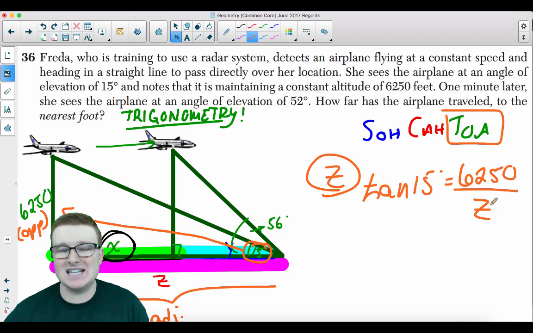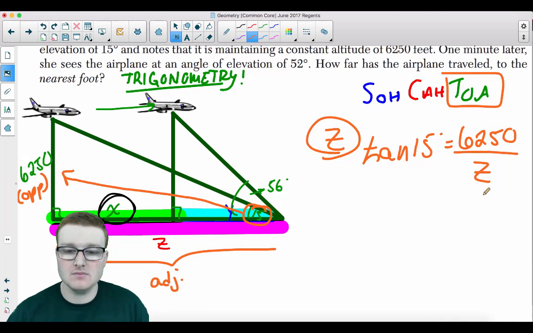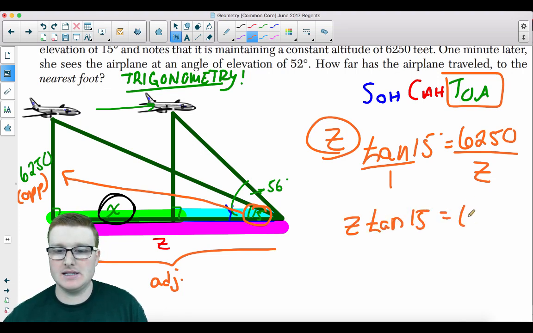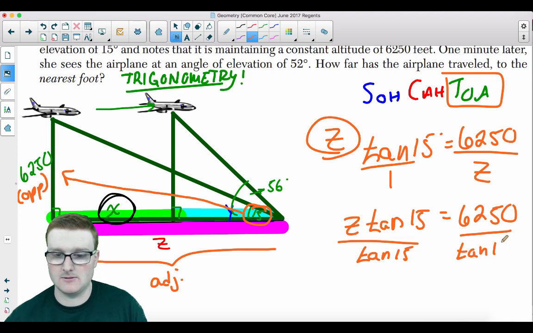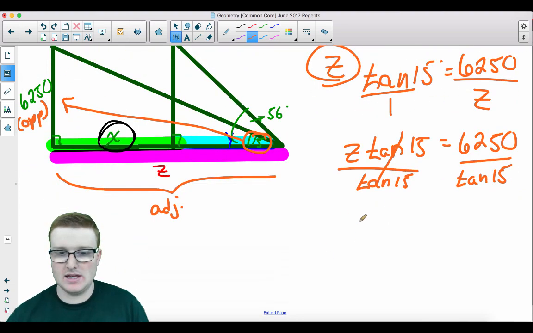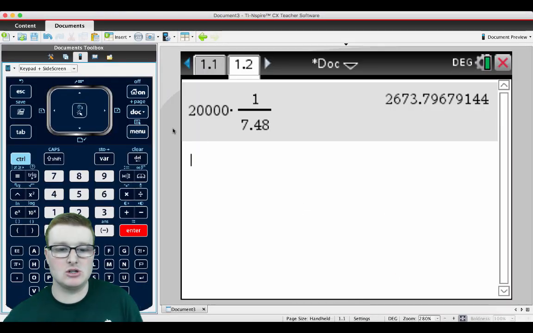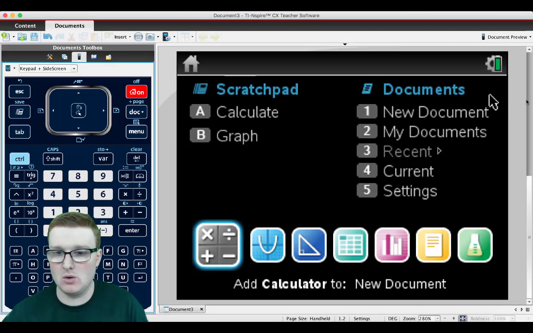I don't know what z is. I'm trying to find that out. So we're going to cross multiply. So we get z tangent of 15 is equal to 6,250. To solve for z, you're going to divide by the tangent of 15 on both sides. And we get z is approximately equal to, now when we plug this into our calculator, make sure your calculator is in degree mode.